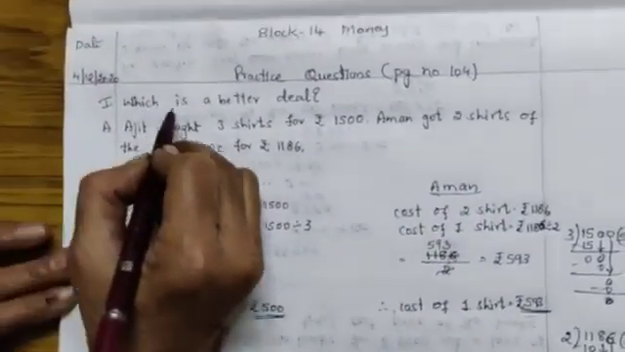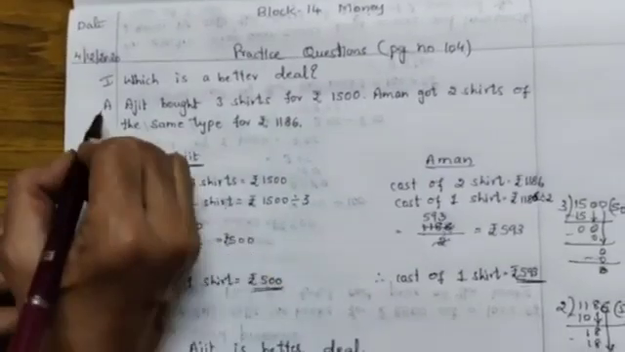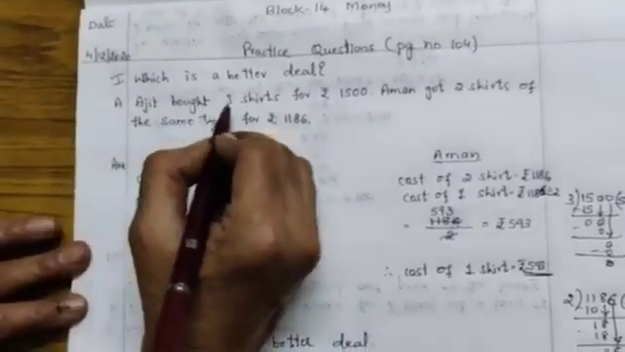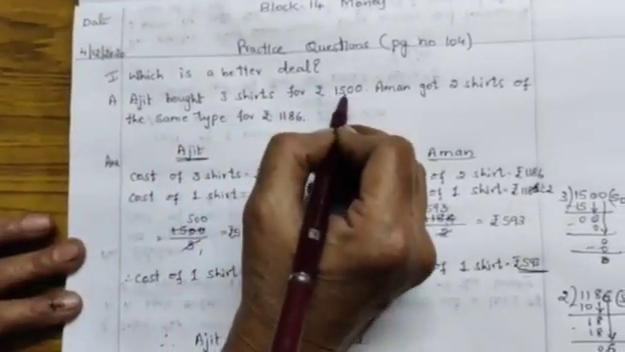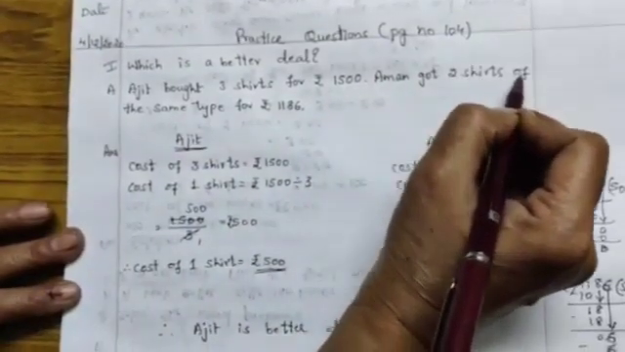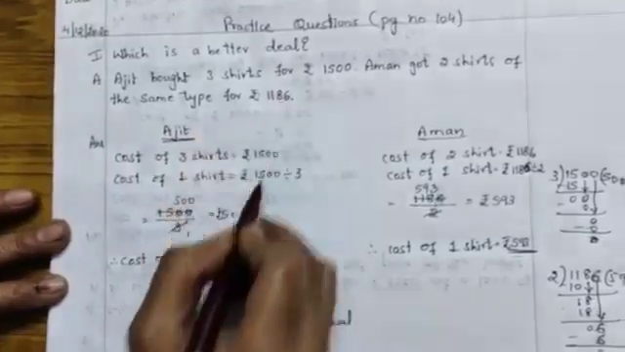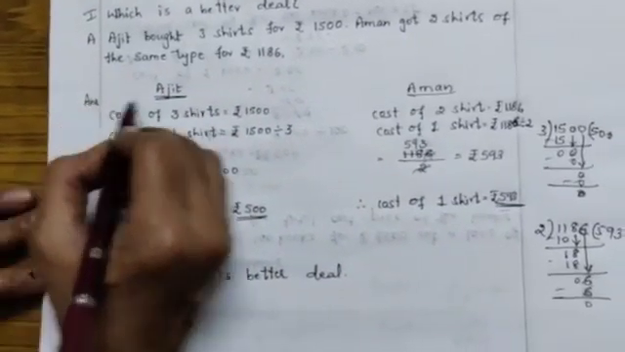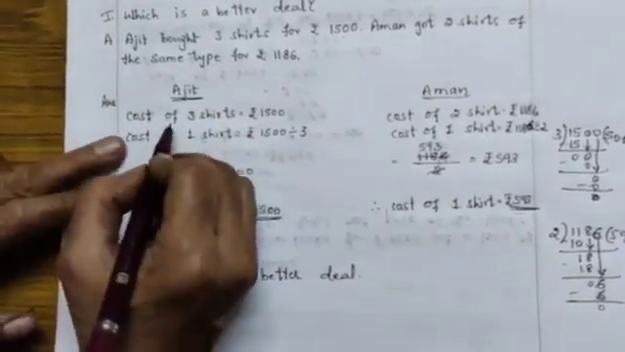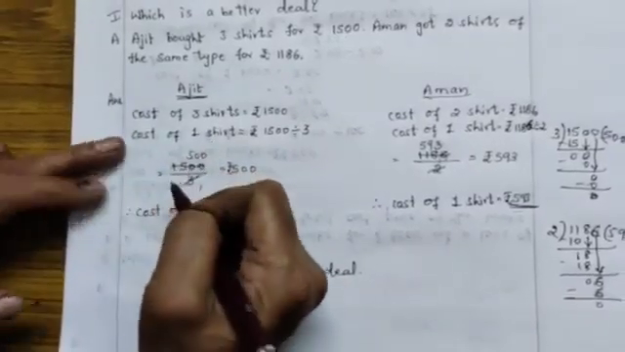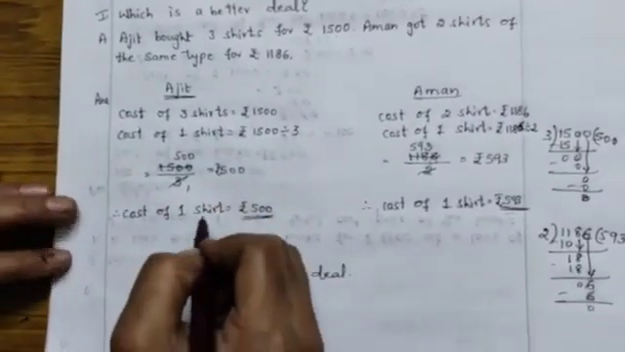First question, which is a better deal? A bit. Ajit bought 3 shirts for rupees 1500. Aman got 2 shirts of the same type for rupees 1186. First Ajit. First we'll find the cost of one shirt, then we can decide who is the better deal.